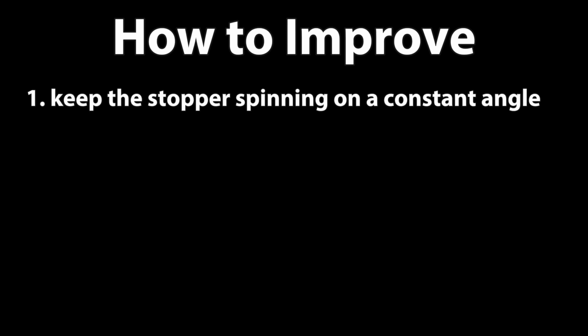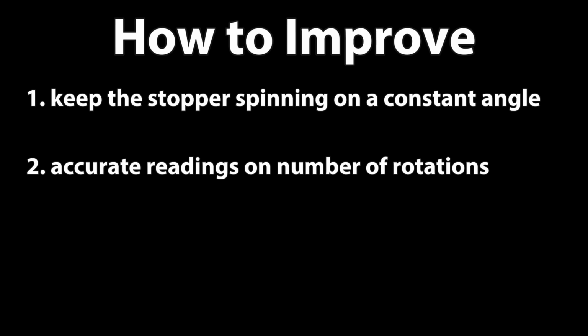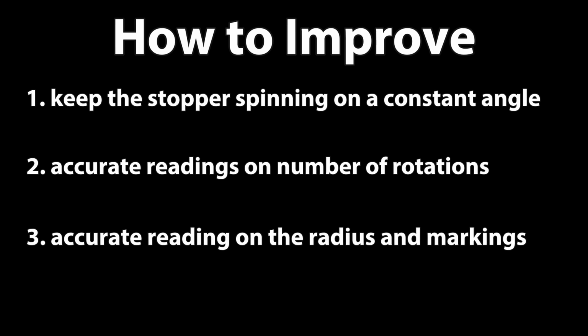So, how can we improve the experiment? The experiment could be improved by keeping the stopper spinning at a constant angle, as well as a more accurate reading on the number of rotations done by the stopper, and also a more accurate radius measurement as well as the markings on the string. In conclusion, our experiment yielded a value of 9.23 meters per second squared for Earth's gravitational acceleration. Although the percent error is greater than 5%, it is reasonable to conclude that the experiment produces fairly accurate results.